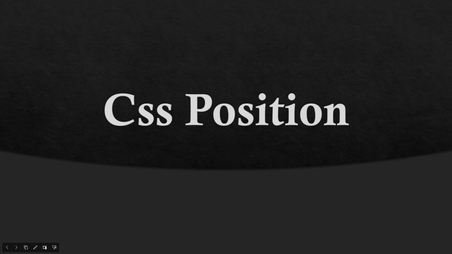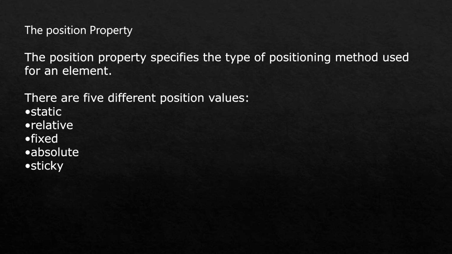In this tutorial, you will learn about the CSS position property. The position property specifies the type of positioning method used for an element. There are 5 different position values, and they are static, relative, fixed, absolute, and sticky.